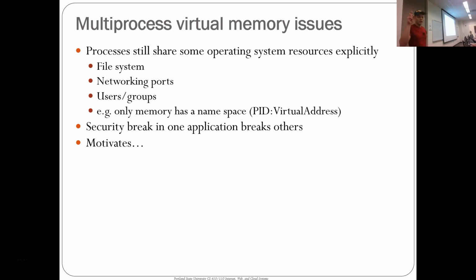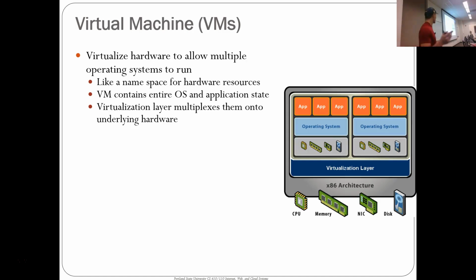Moreover, if you have a security problem in one of the processes and it gets into the file system and the underlying operating system, you have a full break on all the other processes that are resident there. So there's a security issue there. And this is what motivates virtual machines, which you're probably really familiar with. A virtual machine virtualizes the hardware in order to allow multiple operating systems to run on that piece of hardware. This is a namespace for the hardware.